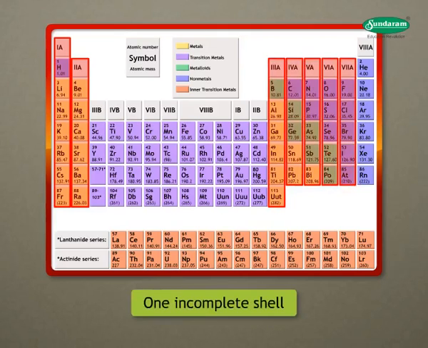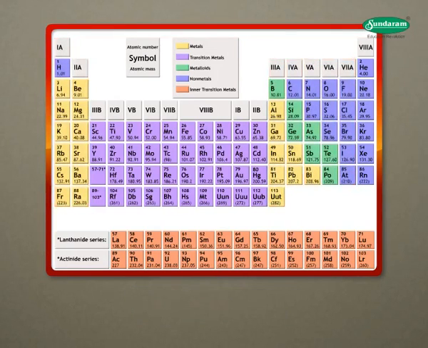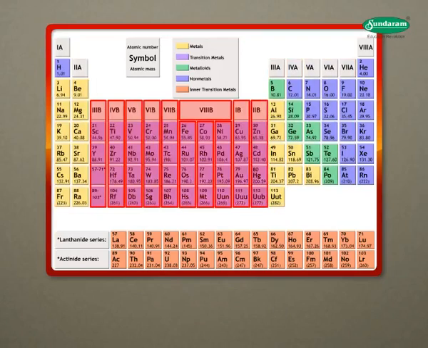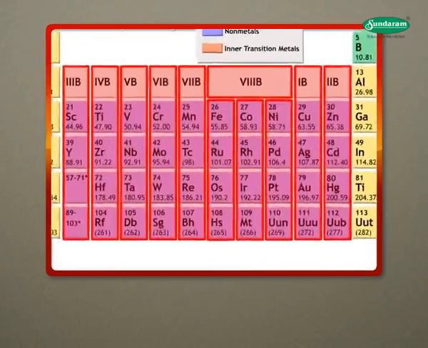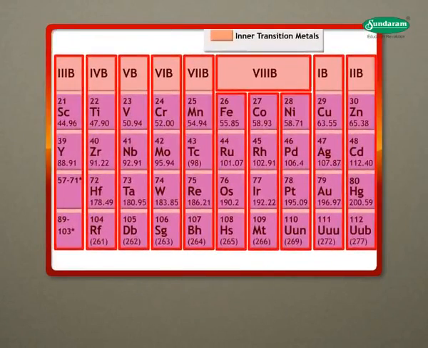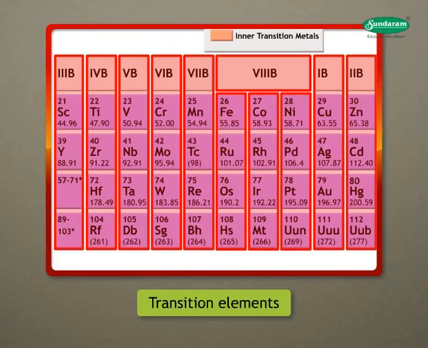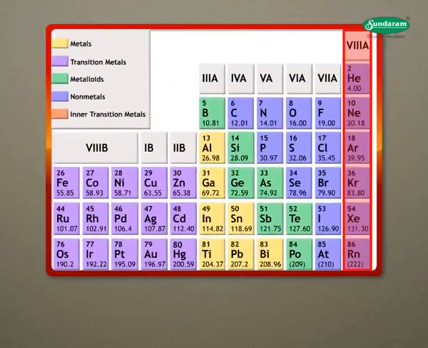Their one outermost shell is incomplete. Elements present in groups 3 to 12 in the middle of the periodic table are called transition elements. Their two outermost shells are incomplete. Group 18 on the extreme right of the periodic table contains inert gases. Their outermost shell contains 8 electrons.